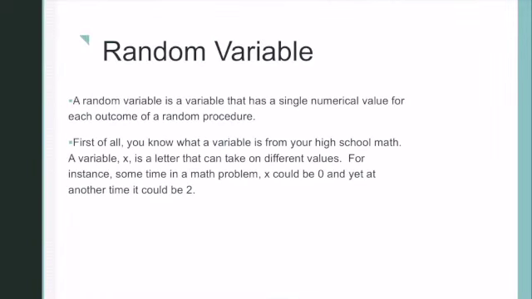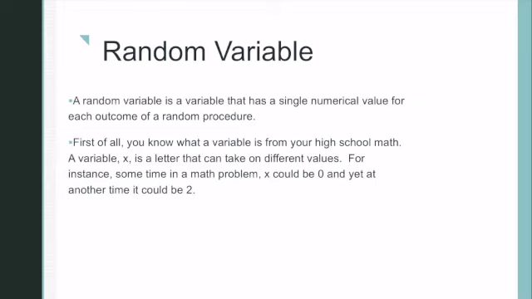So let's get into talking about what a discrete random variable is. A random variable is a variable that has a single numerical value for each outcome of a random procedure. First of all, we know what a variable is from high school math and from earlier in this course. A variable, typically denoted with x, is a letter that can take on different values. For instance, sometimes in a math problem, x could be 0, sometimes it would be 2, it could even be like 5 or 6, right? So in this case, our discrete variables are going to take on integer values.